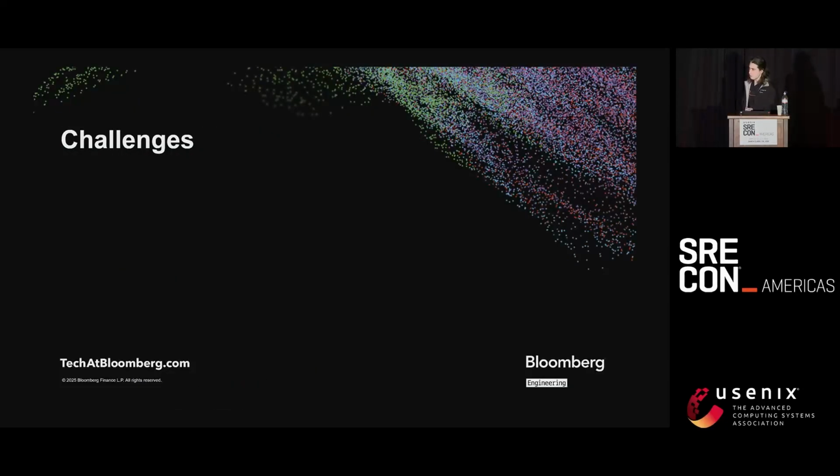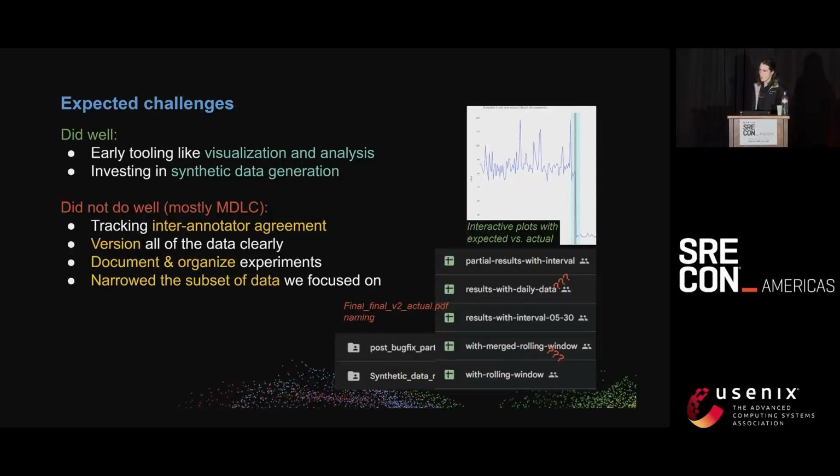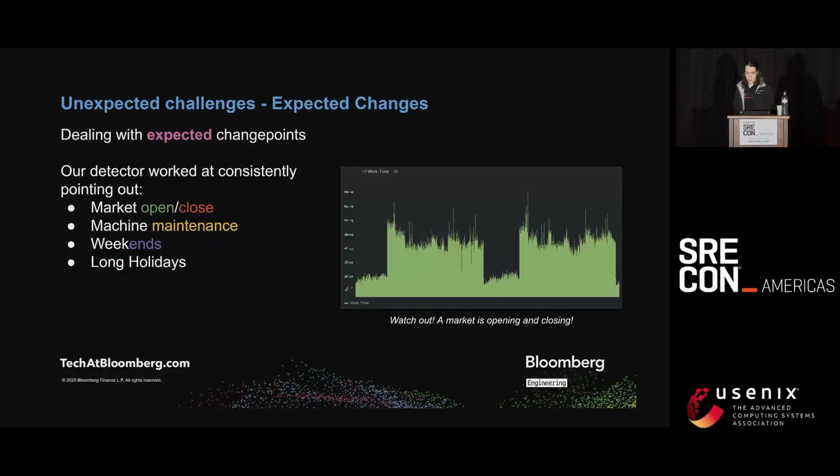I want to spend a little bit more time talking about the challenges of actually bringing this to our team as a product. I'm mostly going to skip over the expected challenges. A lot of these were, frankly, what you would expect of a team doing a data science-y project for the first time. So tracking inter-annotator agreements, versioning experiments and data. I want to spend a lot more time talking about the unexpected challenges.